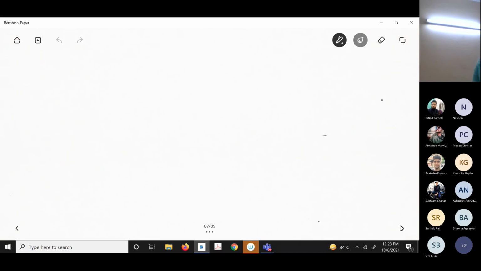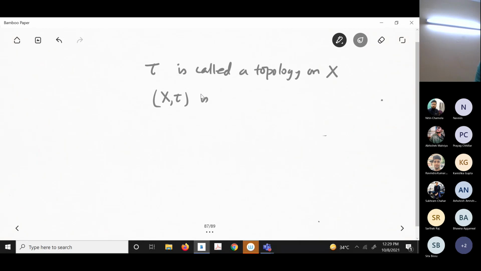So tau. So that way I can define a tau family. It will have to satisfy three conditions. X and phi are in tau. Any union of members, any union, finite, infinite, whatever, of members of tau is again in tau. Any finite intersection of members of tau is again in tau. Then tau is called a topology on X. Like the metric space, look, and this pair is called a topological space.